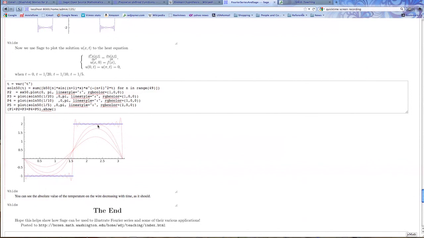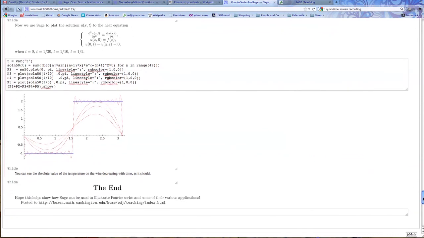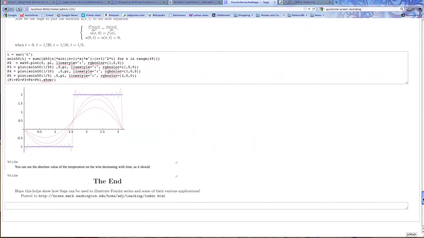You can see it's cooled down substantially already, just in 1/20th of a second. And then t equals 1/10 is that next smallest curve. And then t equals 1/5. As you know, because of Fourier's formula, this temperature is decreasing exponentially rapidly. You can see it in the graph, and it also makes intuitive sense that it'll cool off.